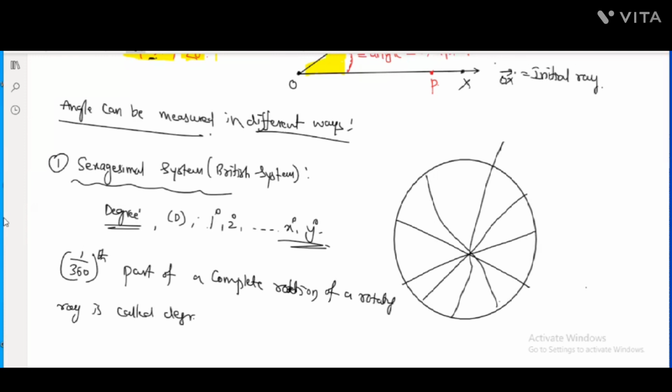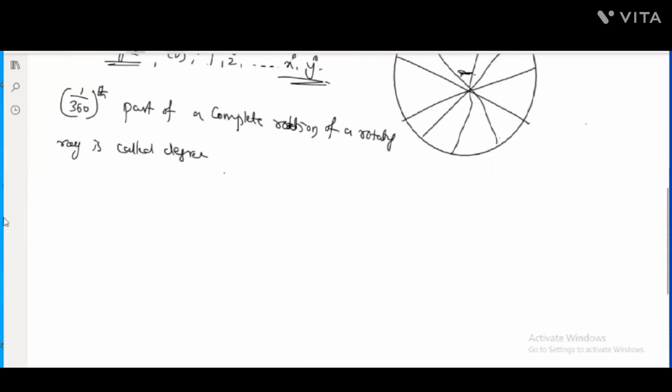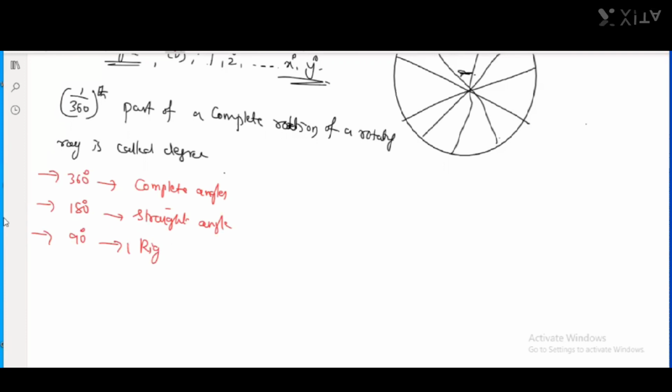So here we are dividing this circle into 360 equal parts, and each part is a degree. The 360 parts, that is 360 degrees, is called a complete angle. And 180 degrees is called a straight angle. And 90 degrees is called a right angle, meaning 90 degrees is one right angle.